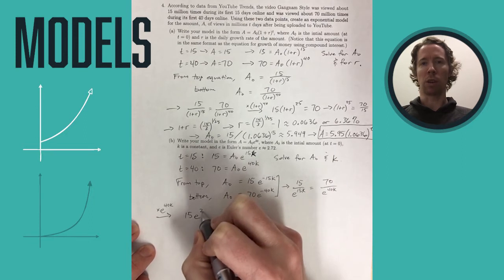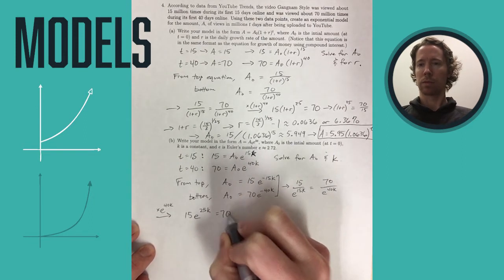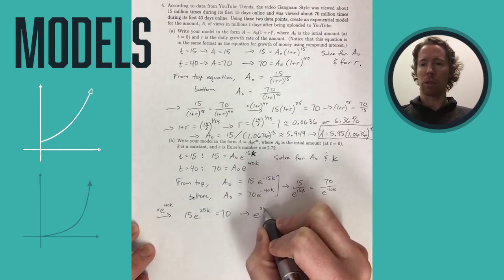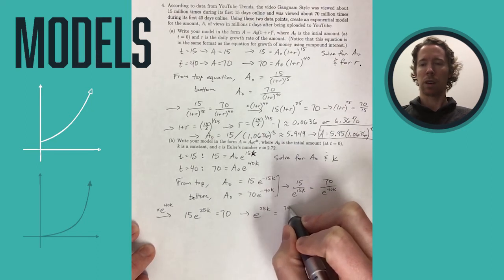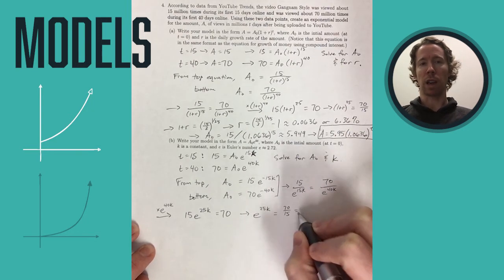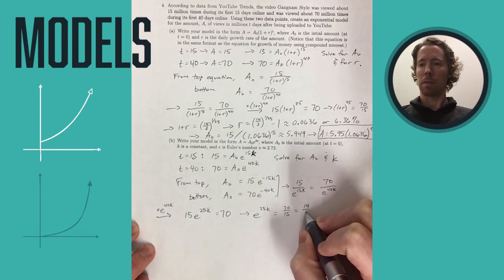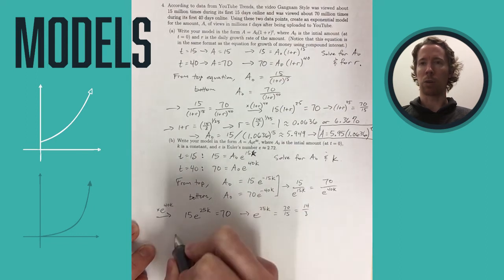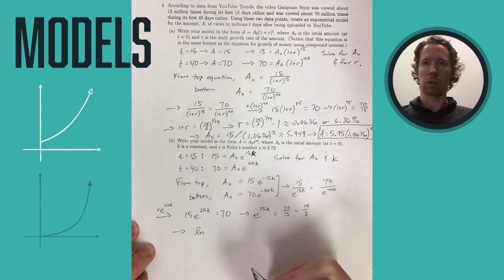Multiply both sides of the equation by e to the 40k. And then our goal, remember, is to solve for k, so I'm going to divide both sides by 15. That will allow me to just have e to the 25k on the left. And from there, I'll be able to change it into a logarithmic equation. And if I want, I can punch it into a calculator.